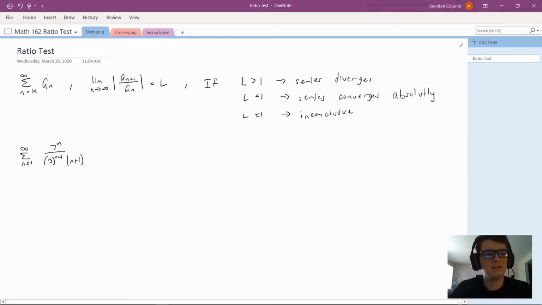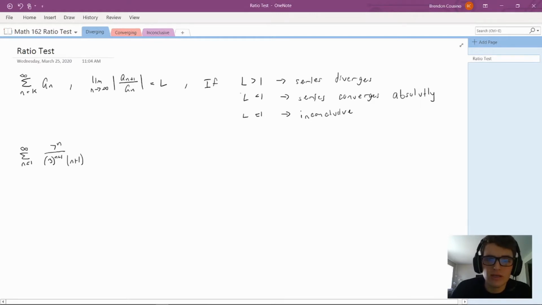Alright, let's get into the ratio test. So we're going to start out with the series going from n is equal to k to infinity, where k is just a constant, of a of n, so this is just going to be another function of n. And what we're going to do for the ratio test is we're going to take the limit as n approaches infinity of the absolute value of a of n plus 1 divided by a of n. And then we want this to equal some constant L.